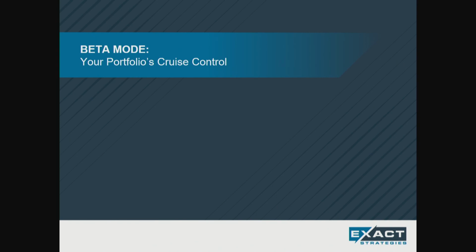So let's talk about beta mode. Beta mode for clients tends to be used for clients that have taxable accounts, clients that are taking a distribution. These portfolios, unlike the alpha portfolios, don't have the ability to get to cash. What they do is they really act as your portfolio's cruise control.